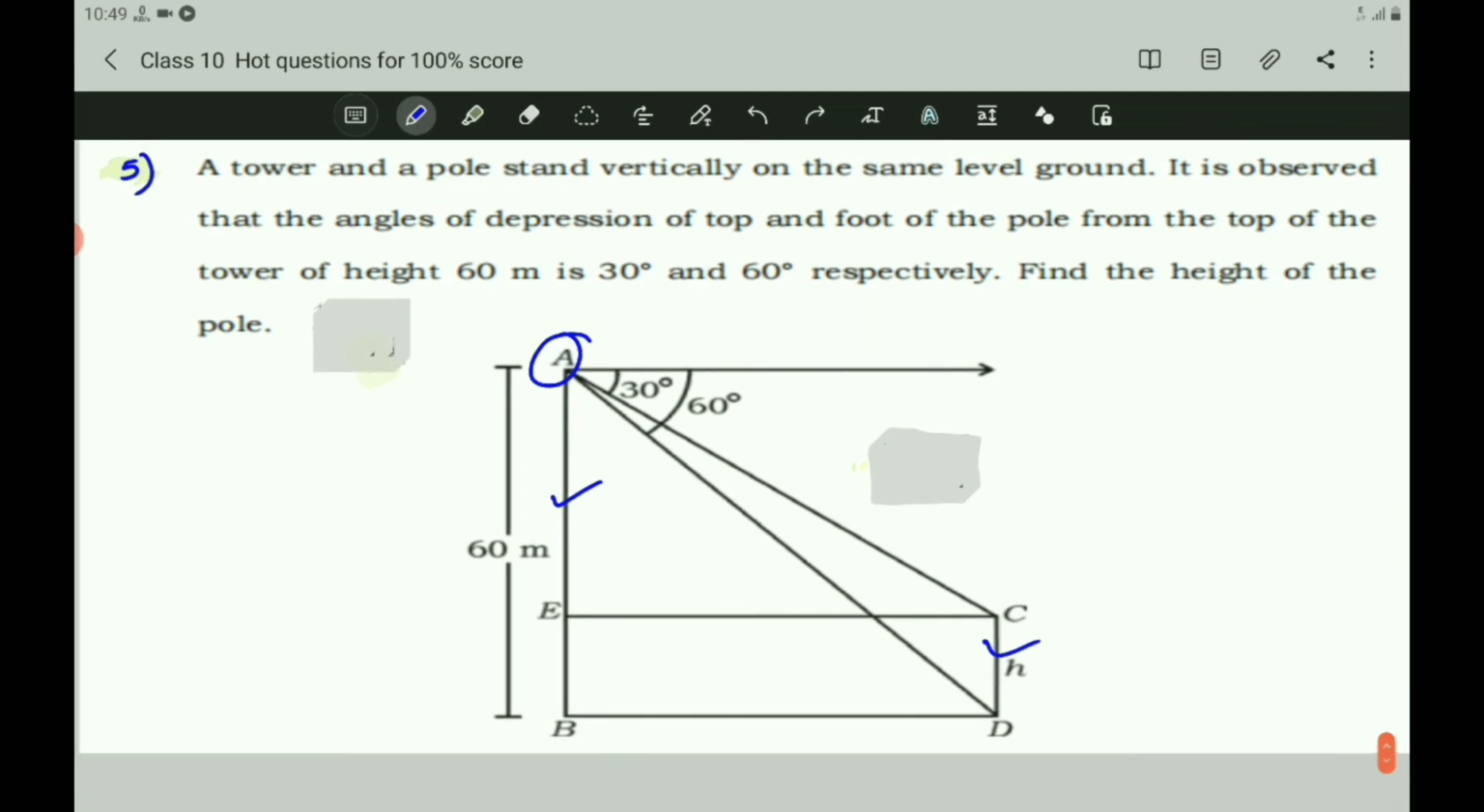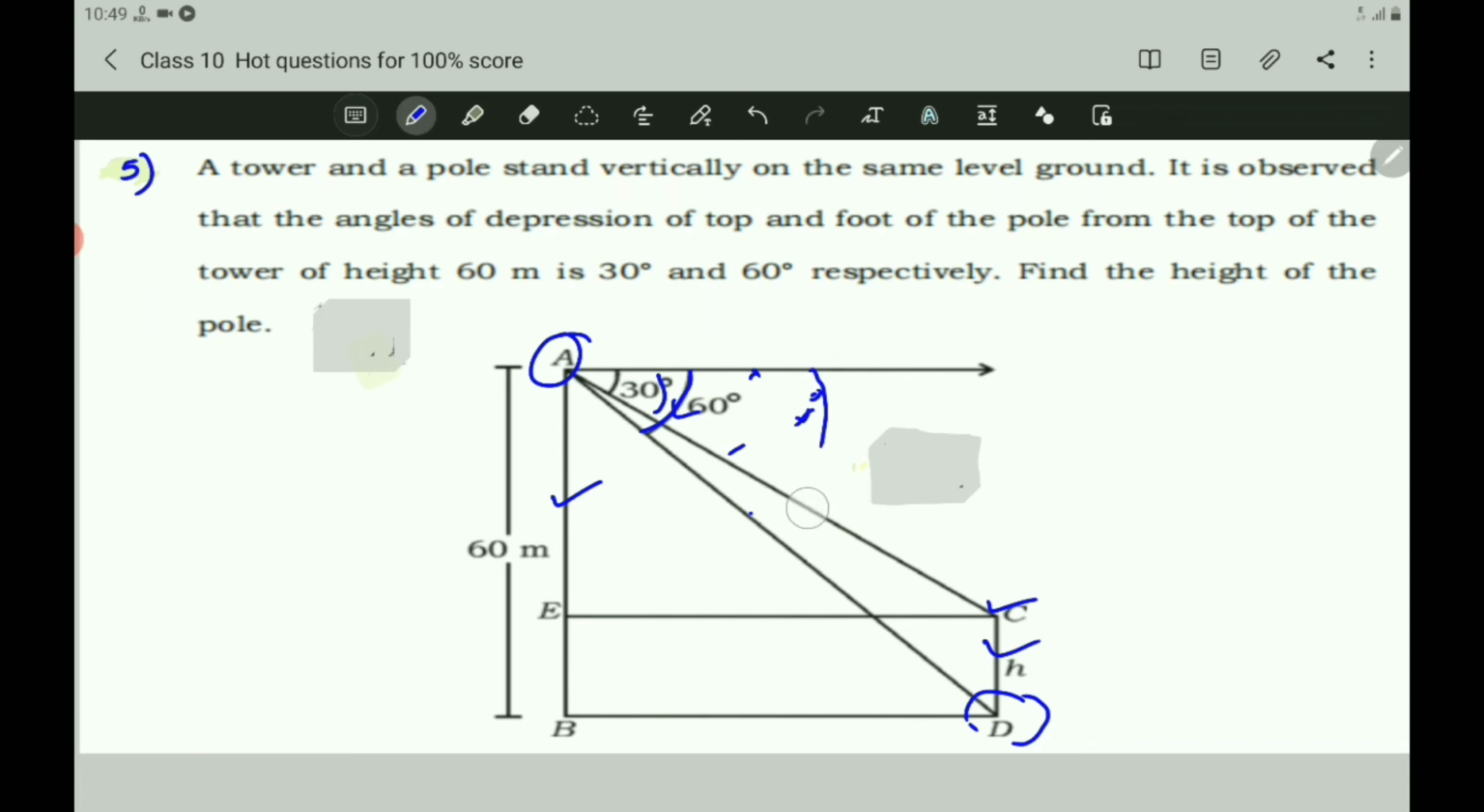So what are the angles of depression here? The angle of depression of the top, that is from here to here, is 30 degree. And the angle of depression of the bottom, that is from here to here, is 60 degree.